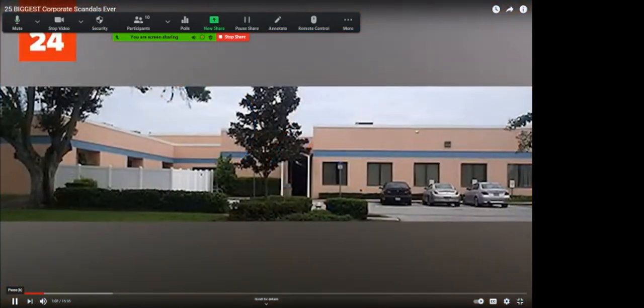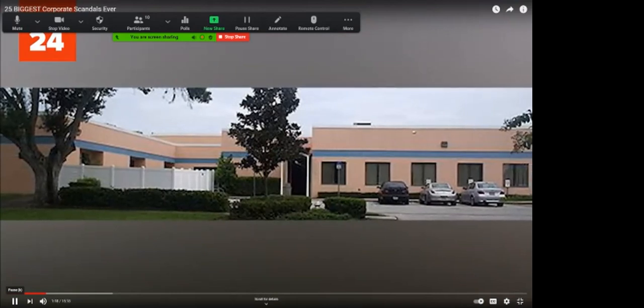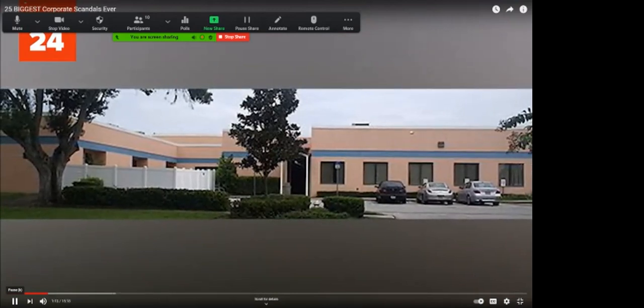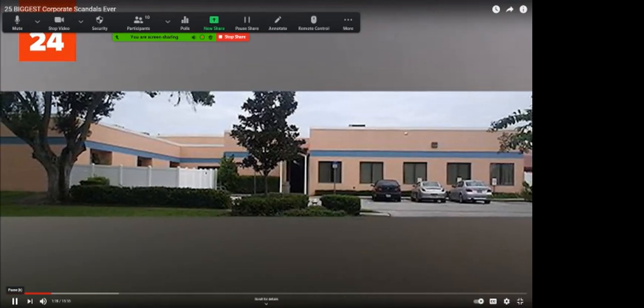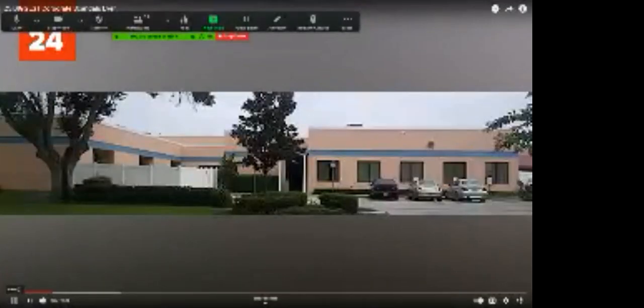Number 24. HealthSouth. Organized and directed by the company CEO Richard Scrushy, this financial hoax involved coming up with fictitious transactions and accounts to boost the company's earnings. The fraud embezzled $1.4 billion, which was reported as the company's earnings from 1996 to 2000.